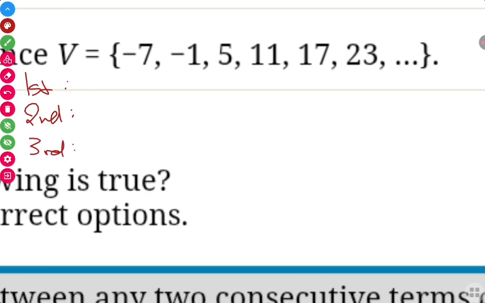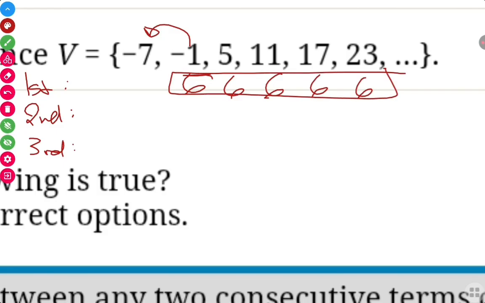So negative 1 minus negative 7 is 6. 5 minus negative 1 is 6. 11 minus 5 is 6. 17 minus 11 is 6. 23 minus 17 is 6. So that means that the first set of differences is equal, which means it's a linear sequence.